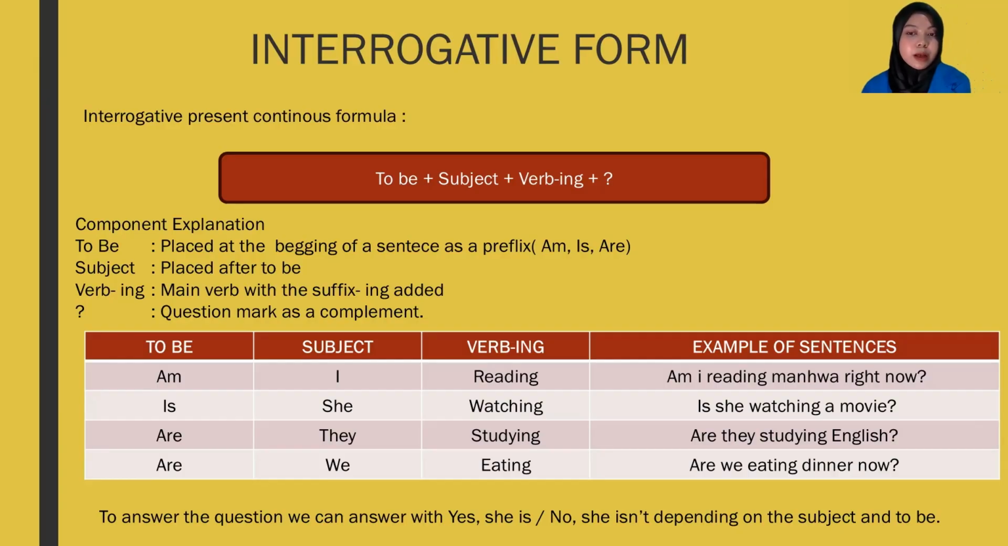For example of sentence: am I reading manhwa right now? Is she watching a movie? Are they studying English? Are we eating dinner now? To answer the question, we can answer with yes, she is, or no, she is not, depending on the subject and to be. For example, am I reading manhwa right now? No, I'm not reading manhwa right now.